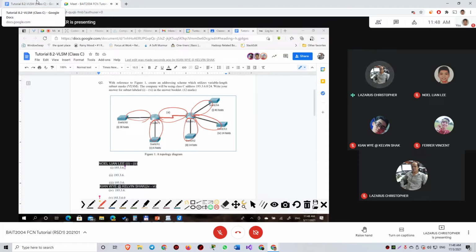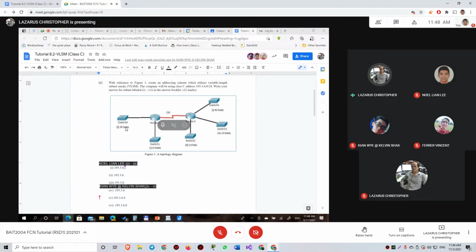And then what you need to do for VLSM is we name the subnets, like this: subnet 1 required hosts 40, subnet 2 required hosts 30, and then subnet 3 required hosts 14, and so on. Then you need to sort them from the largest host requirement to the smallest host requirement.